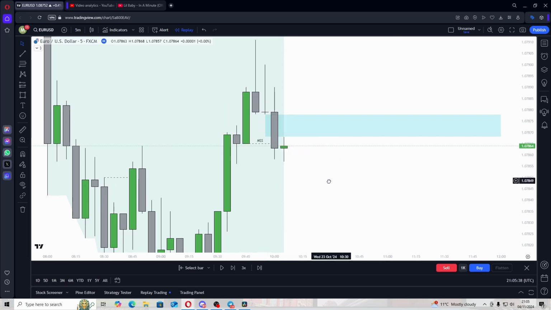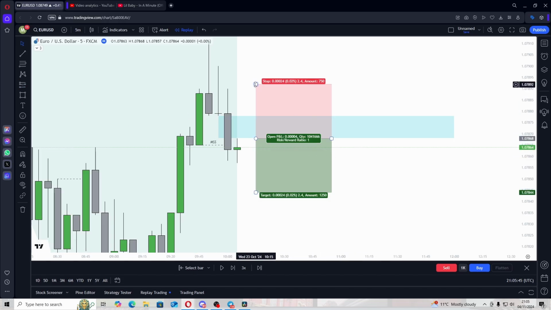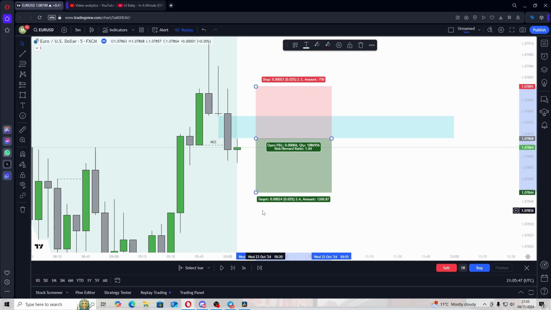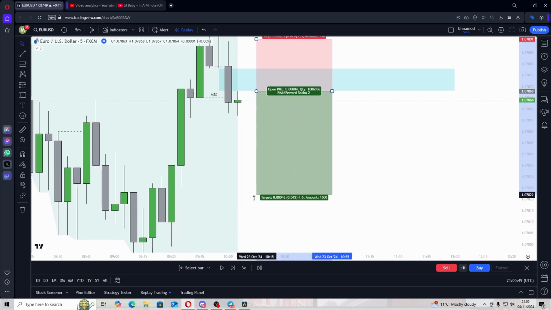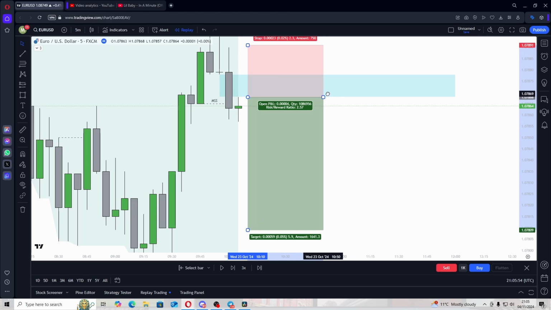Once we actually got this, all we've got to do is re-enter off of this area right here. So I'm going to short position this, placing my stop loss just above this candle, and placing my take profit at a 1 to 2.5 risk to reward ratio. Okay, very clean, smooth trade. This is what it's going to look like.